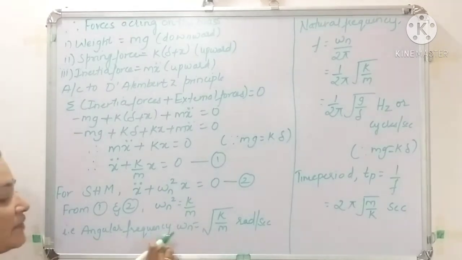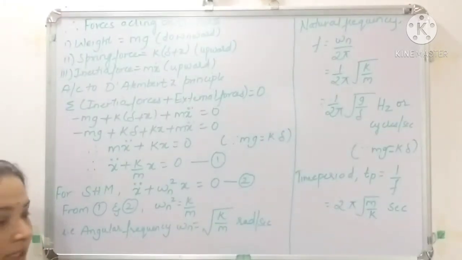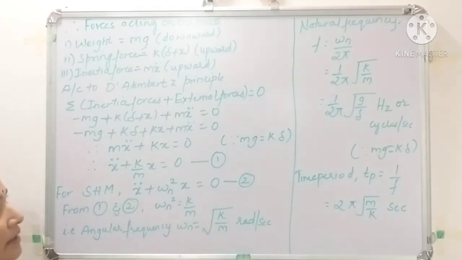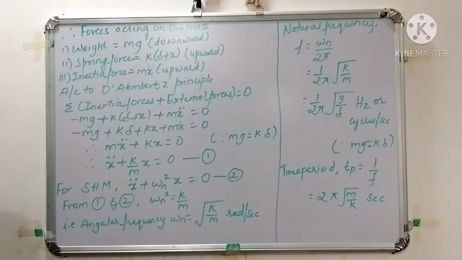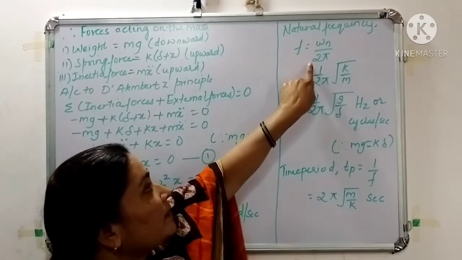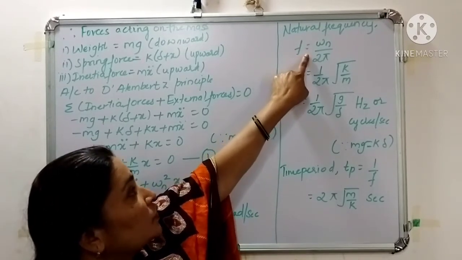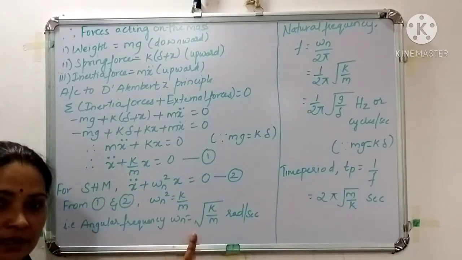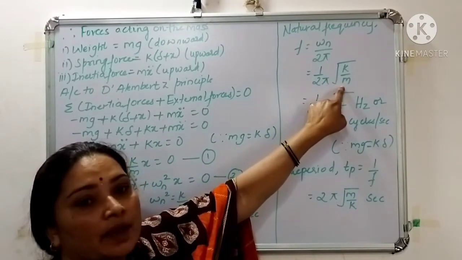The angular frequency omega n is equal to the square root of k by m. Its unit is radians per second. Similarly, we can find out the natural frequency, f, which is equal to omega n divided by 2 pi. We already know the value of omega n, so therefore f equals 1 by 2 pi into the square root of k by m.